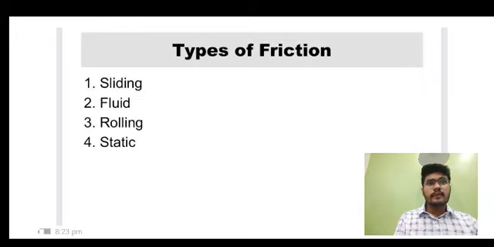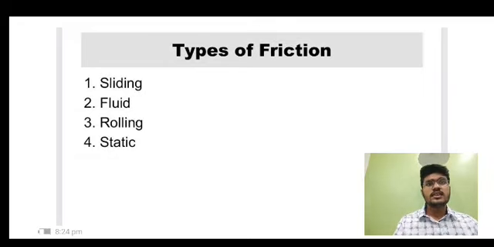And what factors affect friction? The first factor is the nature of the surface. What is the nature of the surface? Whether it is rough or smooth. If the surface is rough, there will be more irregularities. If there are more irregularities, interlockings will be more. In the same way, if the surface is smooth, the irregularities are less. So if the surface is rough, the friction offered by the surface is more.